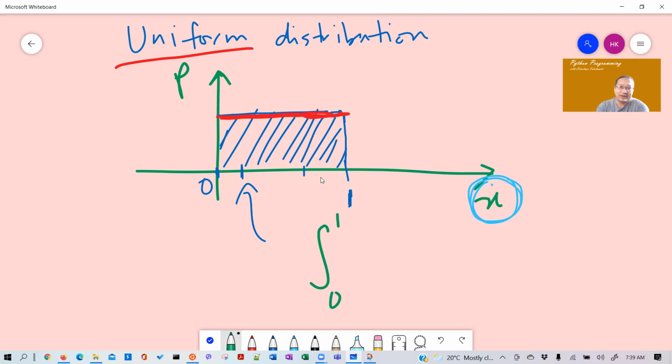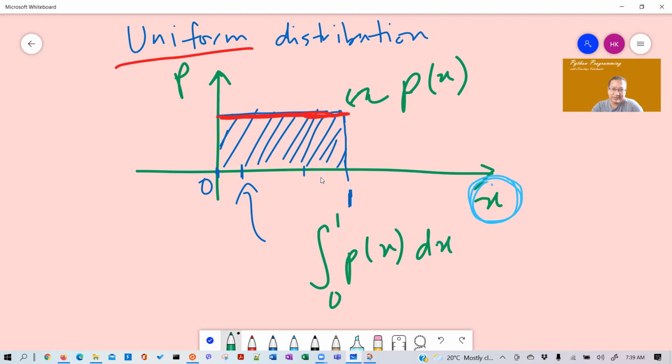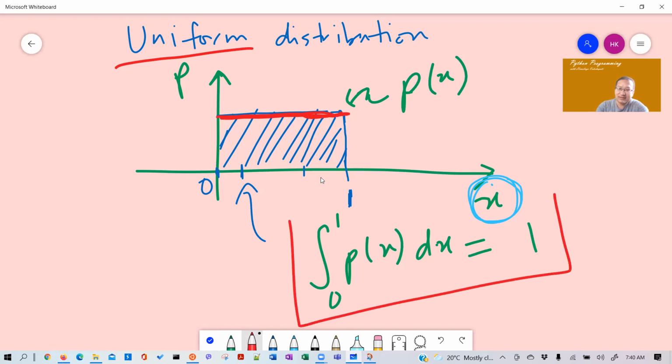So your function, let's call it p of x. P of x function, because p is the function, probability of x. So it's the integral of p of x dx with respect to x, and it should be equal to 1. You're stating your constraint. Let us see, what is integral?